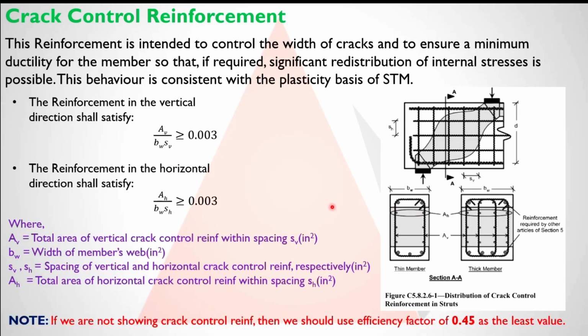There is one more important point: sometimes we don't use this rebar in our calculations. If we are not showing the crack control reinforcement, then we should use an efficiency factor of 0.45 as the least value. We will not use the values given in the table.